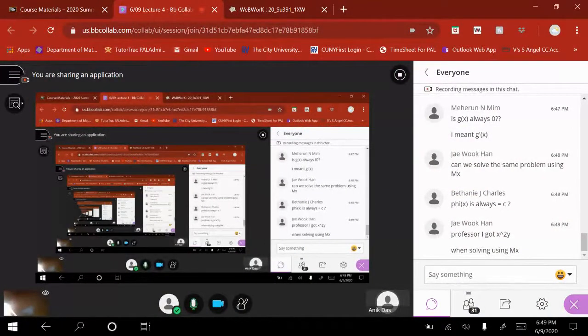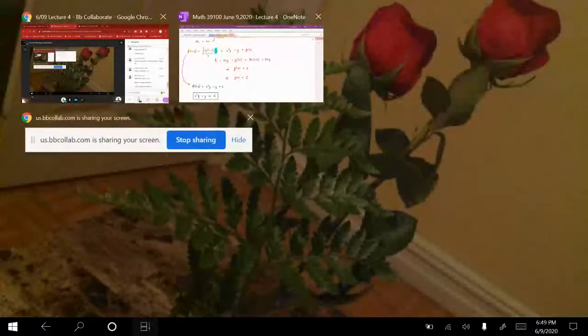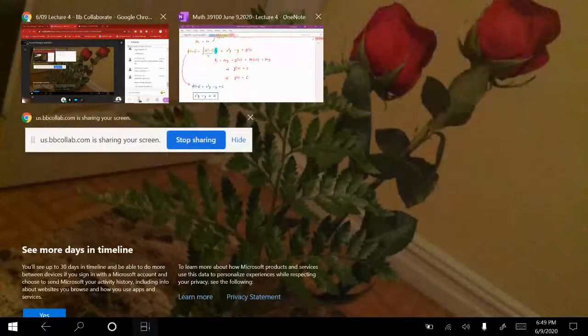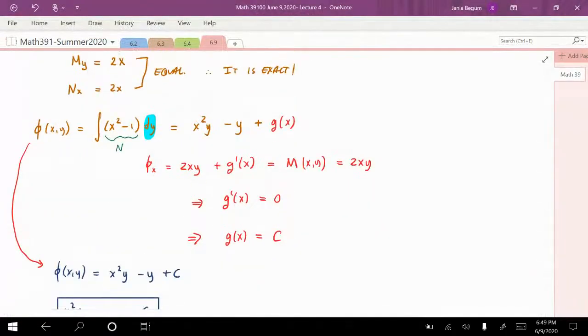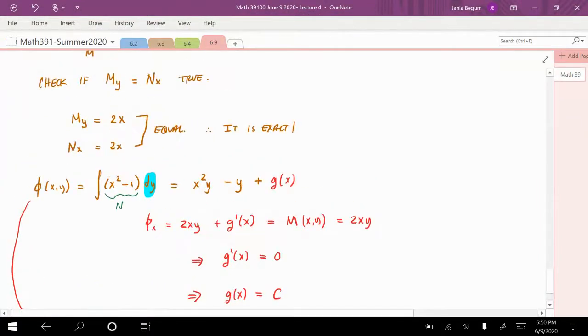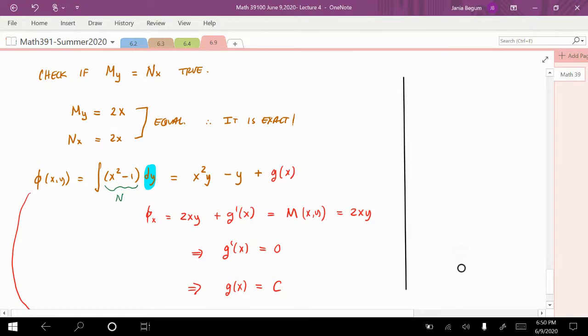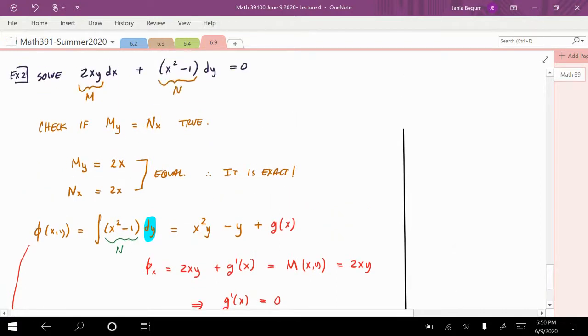Okay, so J, you got x squared y when you picked M. So let's do that on the side. We should get the same answer, right? So you're missing y. Let's figure out why you're missing y. So what if we picked the other function to solve instead of n?